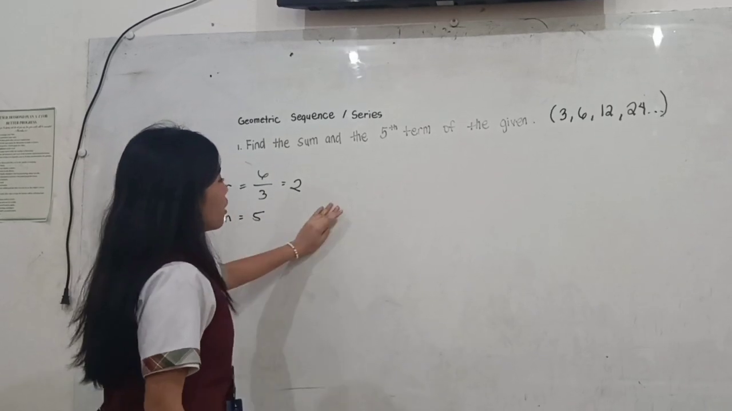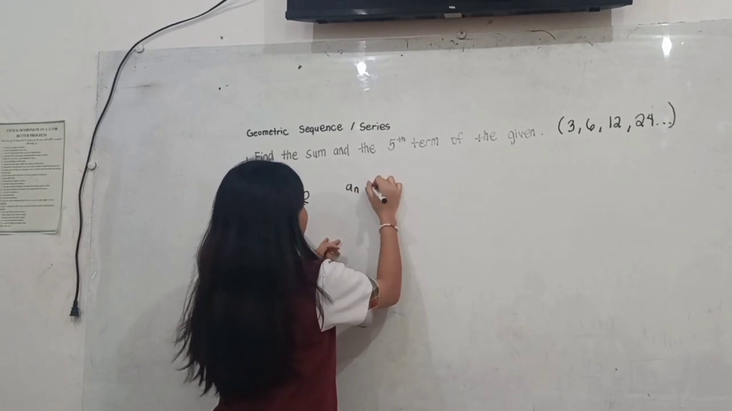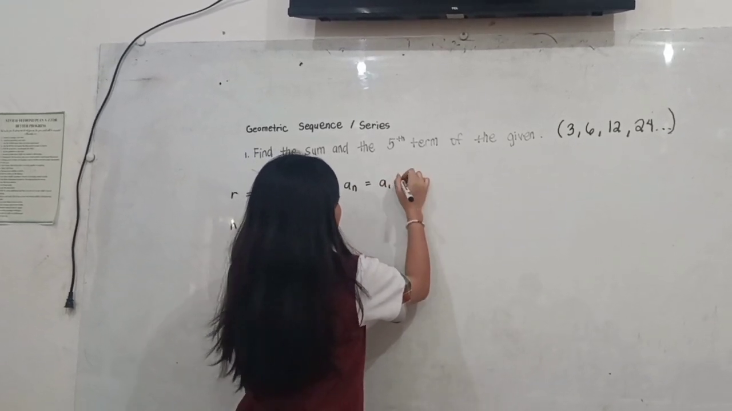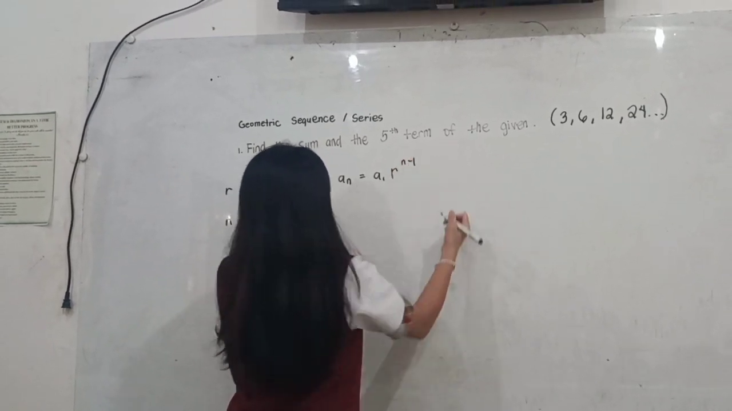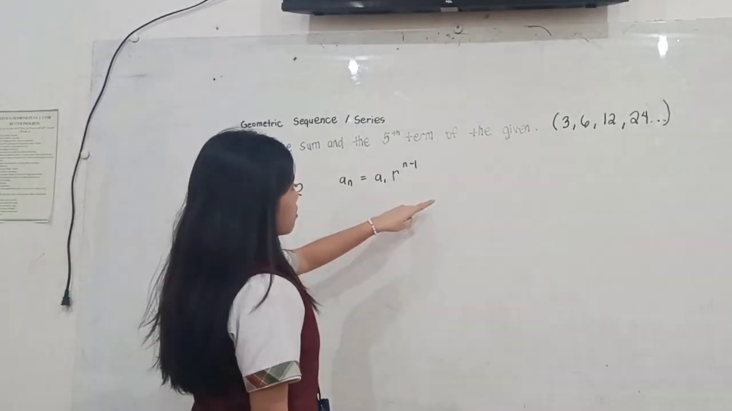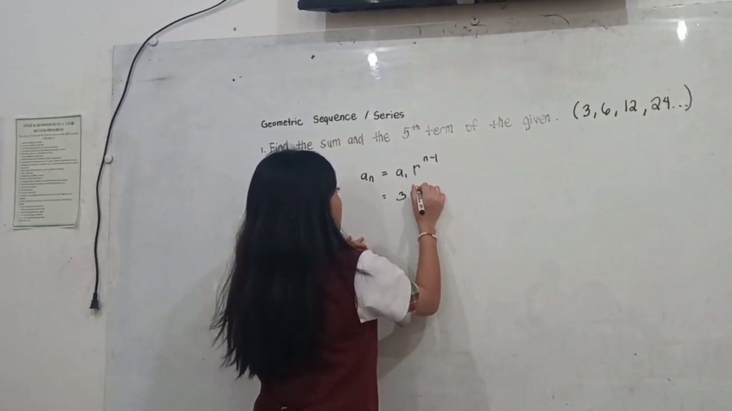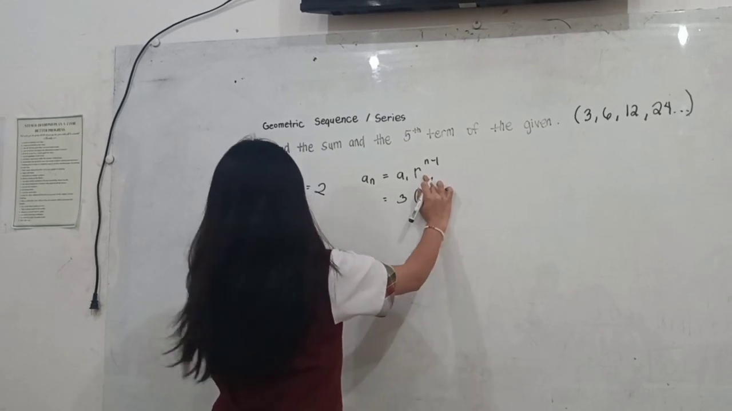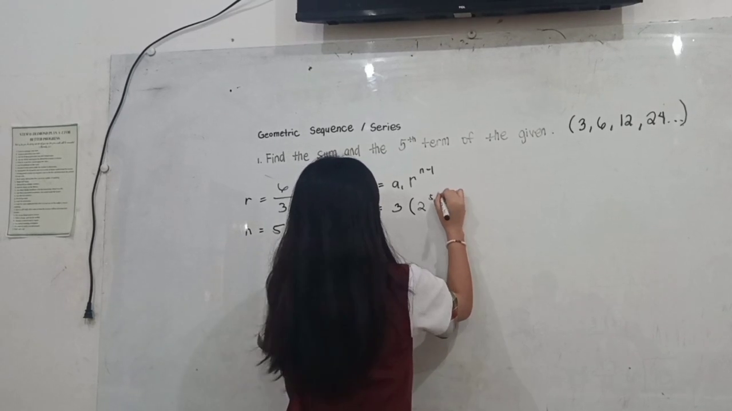So our general formula is a sub n equals a sub 1 times r to the n minus 1. To solve, we need to substitute the given into our formula. So a sub 1 is equal to 3, times r is 2, and n is 5, minus 1.